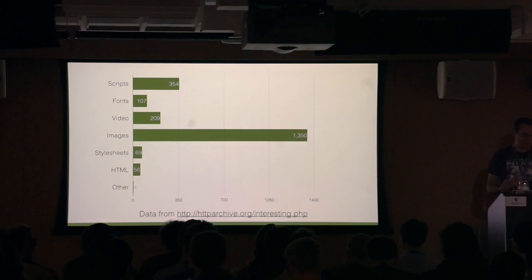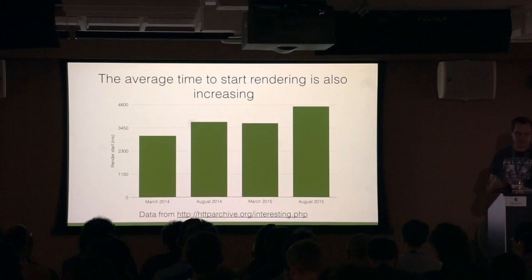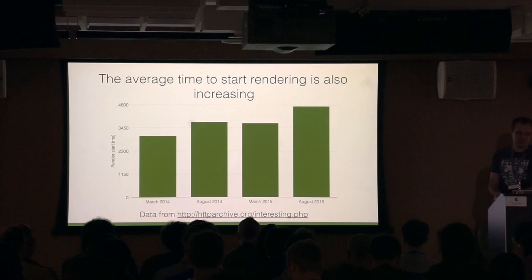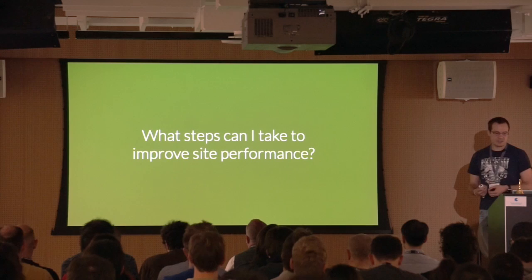And the average time to start rendering is also increasing. Between March 2014 and August 2015, the time to start rendering increased by 48%. And this affects the perceived performance of the page, because that's the time it takes to be able to see something. So what steps can I take to improve my site performance?